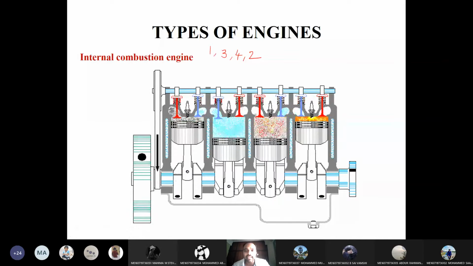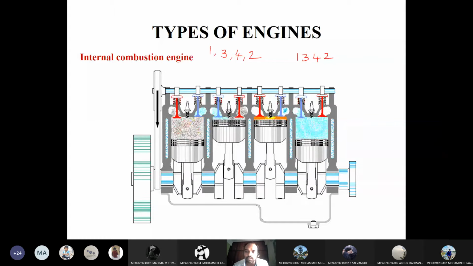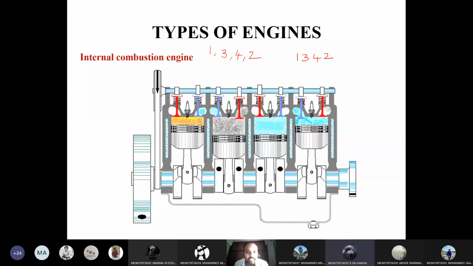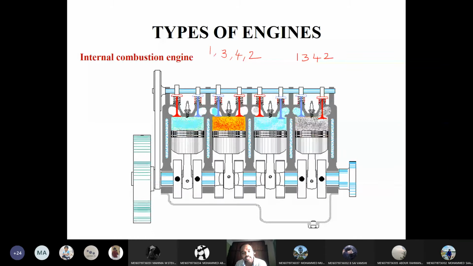In the same way, the firing is also taking place. The firing order is 1, 3, 4, 2. Observe the figure carefully. First combustion is taking place in cylinder 1, then the combustion is taking place in cylinder 3, then 4 and 2. This is the firing order.